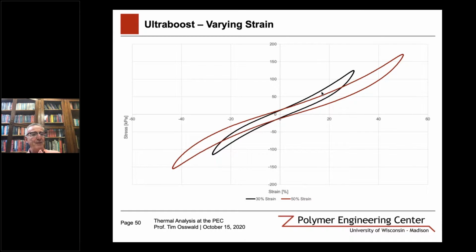So these were measurements that we did with Ultra Boost. Ultra Boost is the Adidas shoe. It's a foam material with varying strain. So we have a 30% strain and 50% strain, and you can see they're not ellipses. This is a great material for an athletic shoe. It is very elastic. It doesn't have much damping, so they're very skinny Lissajous curves, but they are non-linear, right?